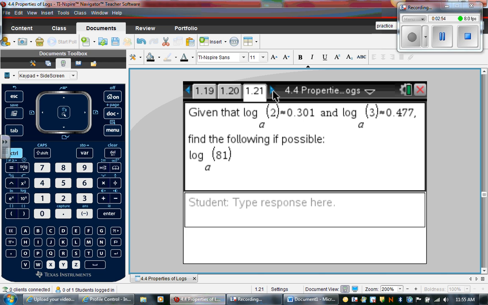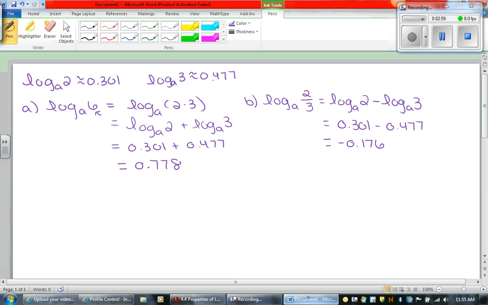All right, let's try another. Log base A of 81. All right, so this one's a little bit different. I need to figure out how I can get 81 from what I have here. So remember, we can use multiplication, we can use exponents, we can use division, whatever we need to do to get it. If I think about 81, I know that I can write 81 with a base of 3. 3 to the 4th power is 81.